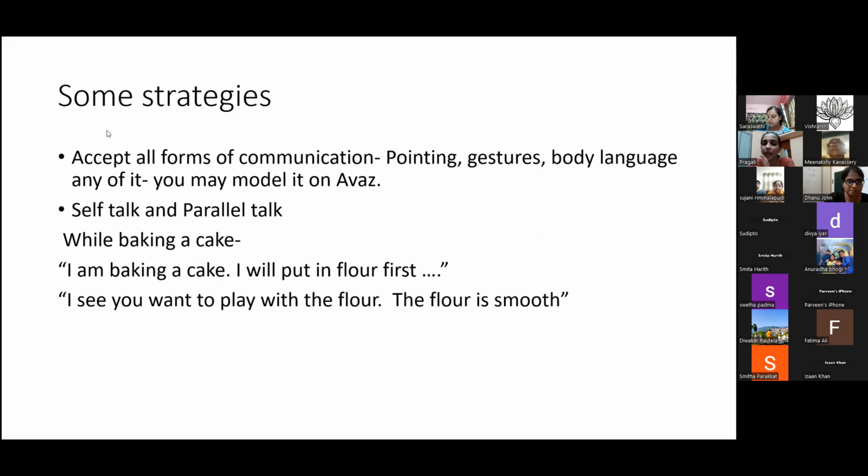Accept all forms of communication, whether it's pointing, gestures, body language, any of it. And you can model using Avaz. The other thing that you could do is self-talk and parallel talk. Suppose you're baking a cake, what would self-talk be? You're doing whatever actions you are doing, and you're talking about it. So you say, I am baking a cake. I'm going to put in the flour first.